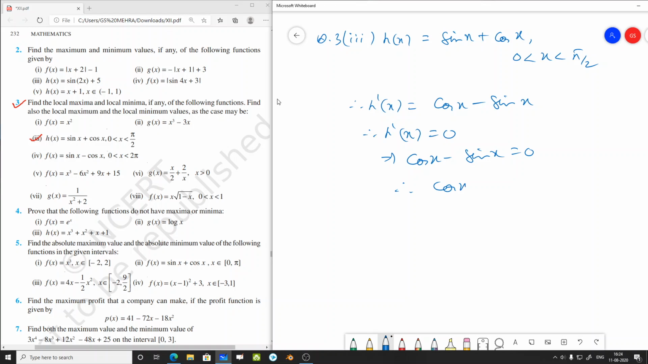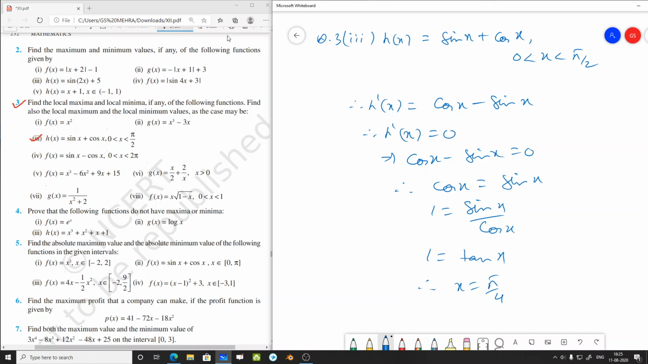Therefore cos x equal to sin x. Dividing both sides by cos x, we get 1 equal to sin x by cos x. Now sin by cos is tan, so 1 equal to tan x. Now our x should be between 0 and pi by 2, so the only value of x to satisfy this is x equal to pi by 4. Now to check whether x equal to pi by 4 is a point of local maxima or local minima, we will find the second derivative of h(x).